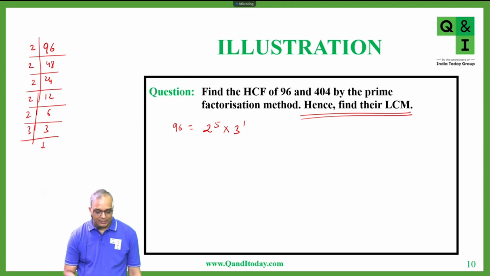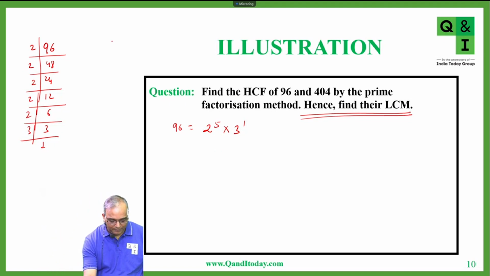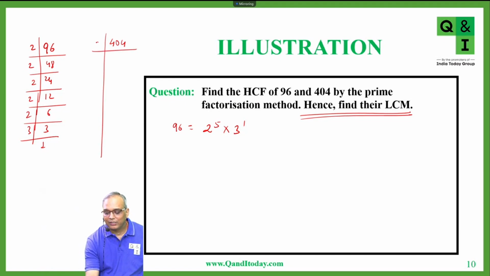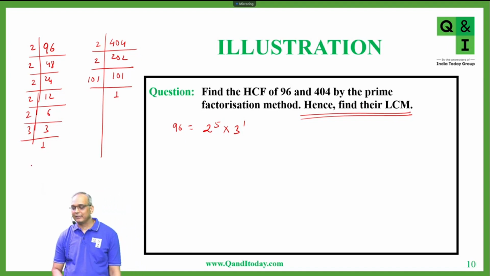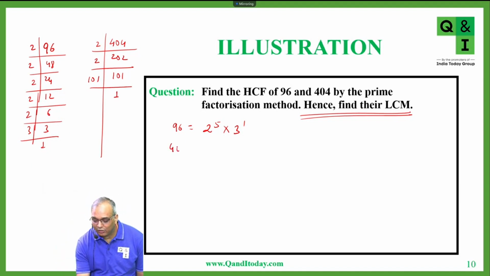Okay. Now, if you do a prime factorization of 404, when you divide it by 2, you will get 202. Again, you divide it by 2, you will get 101. Now 101 is a prime number itself. So you will divide it by 101, you will get 1. So the prime factorization of 404 is 2 square into 101 raised to the power 1.